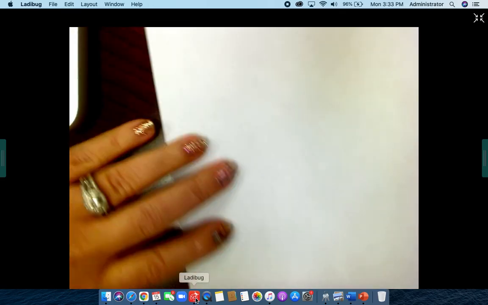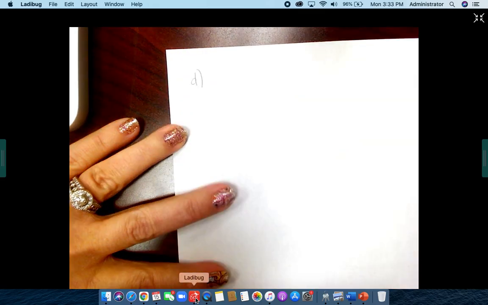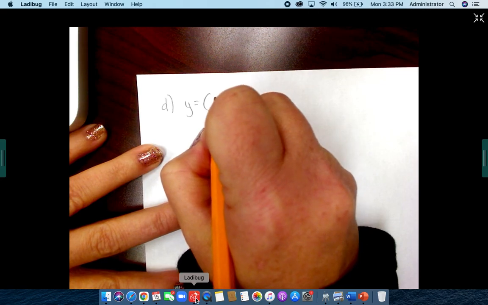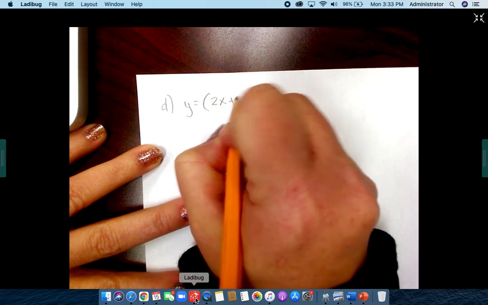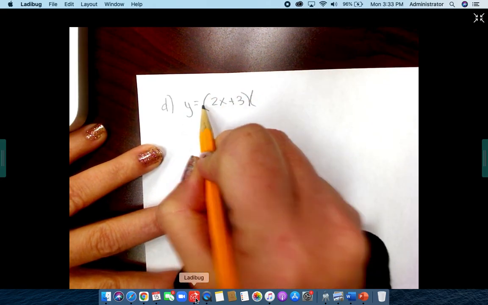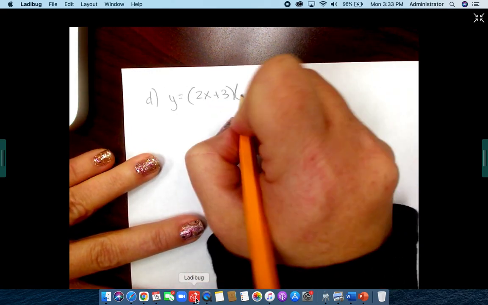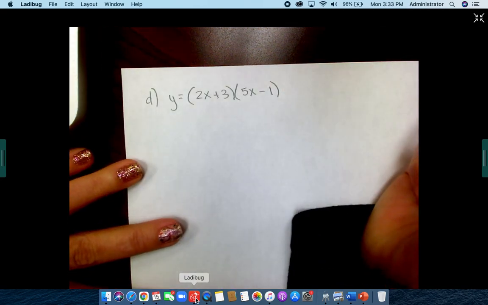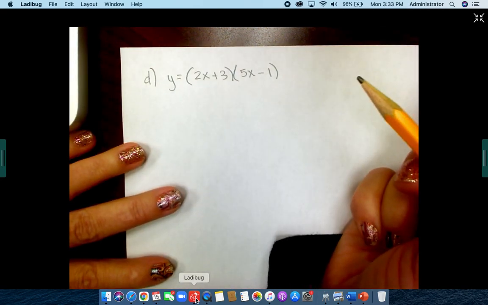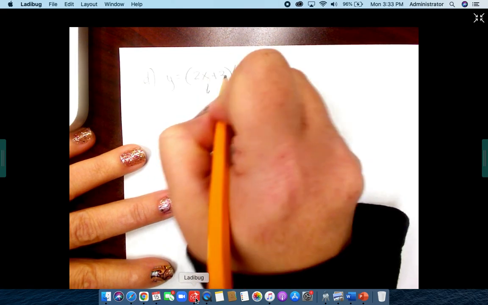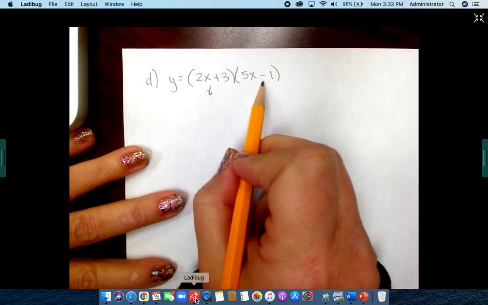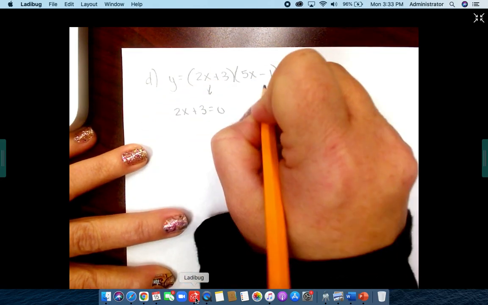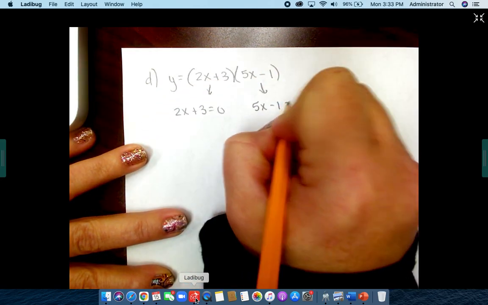I'm just going to add 1 on here because we should understand this in factored form. If I give you 1, that looks a little different. Let's say I give you y equals the quantity 2x plus 3 times the quantity 5x minus 1. Well, is it really any different? No, but we can't just look at it and switch it and call that -3 and +1. And the reason is when we set our factors equal to 0, it's actually a 2-step equation.